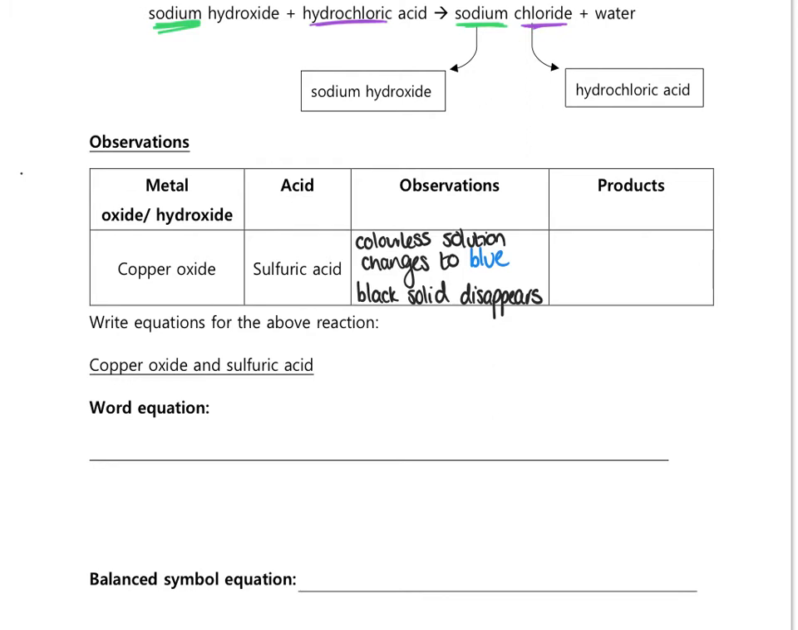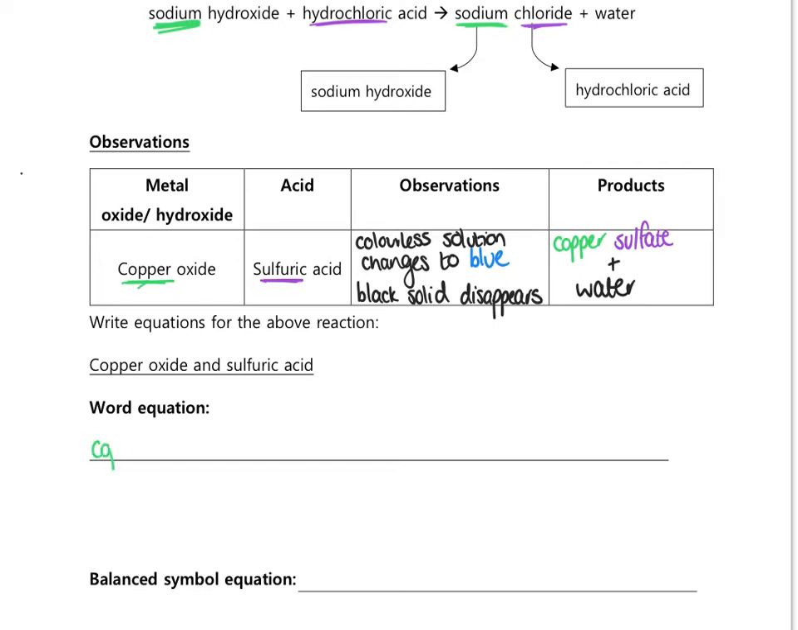What are our products? Go up to your general equation and you can see that we get a salt and water in these reactions. The salt we name from the metal oxide, and the second part of the name we name from our acid. So the metal within our metal oxide is copper. So the first part of our name is copper. Second part of the name comes from the acid. Sulfuric changes to sulfate. So it's copper sulfate plus water.